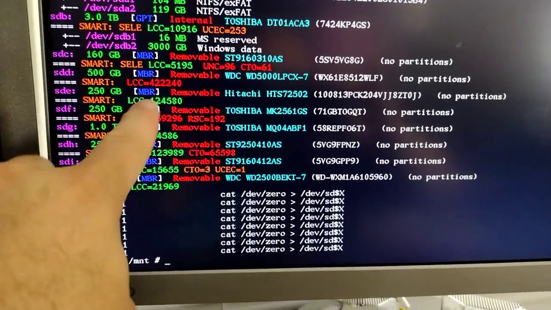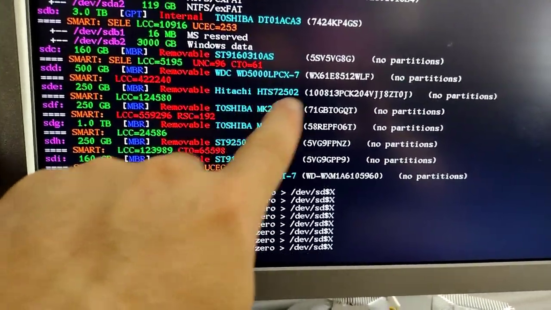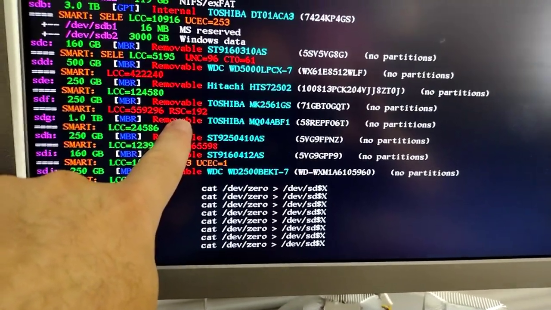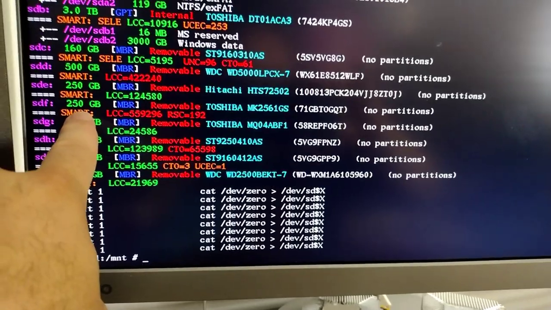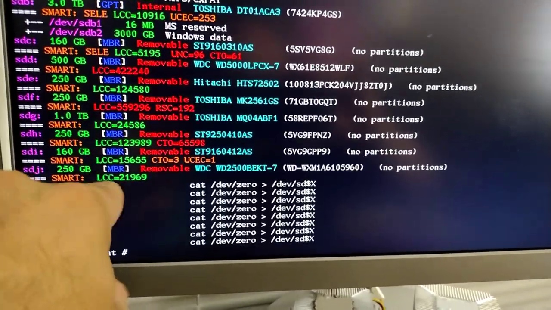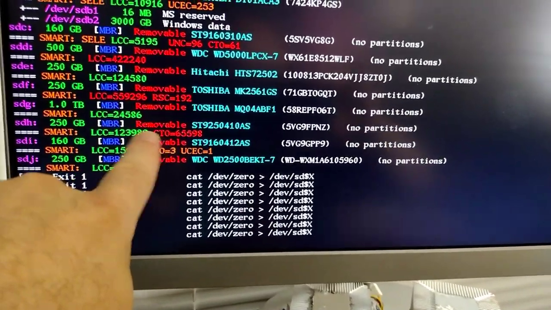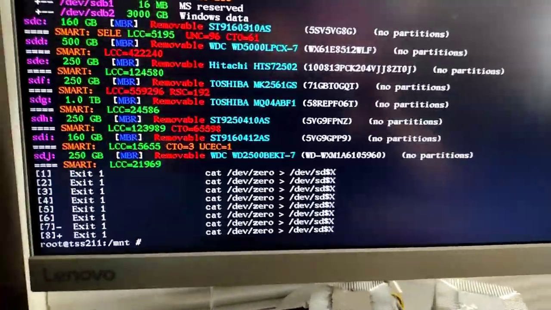Same thing here, capacity, load cycle count, I've got model and serial, and this one's got 192 reallocated sectors and is an older, smaller drive, so I consider that to be bad, so poof. This drive has a command timeout through the roof. Of course it's a Seagate. 250 gig, old, marked it as bad.